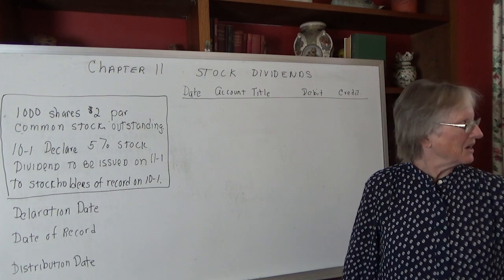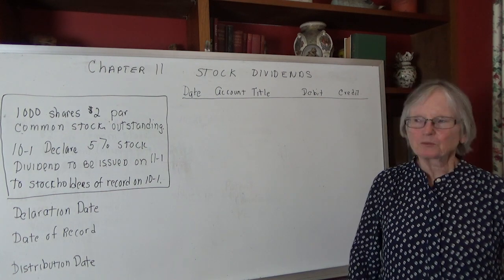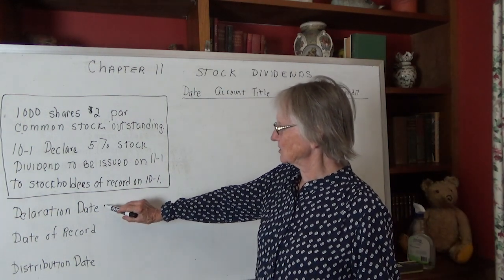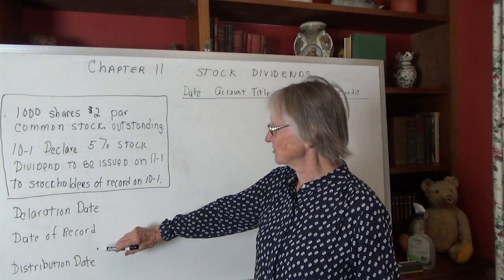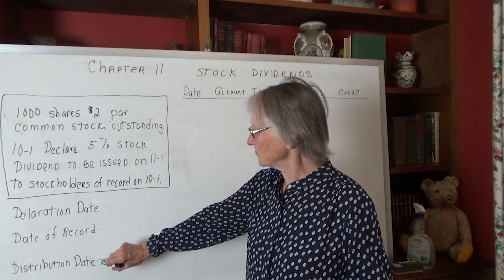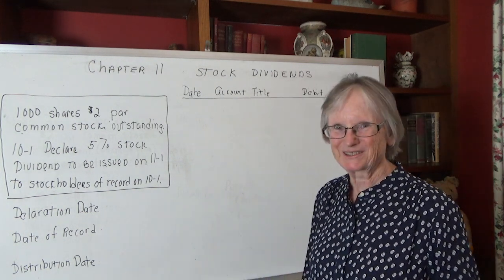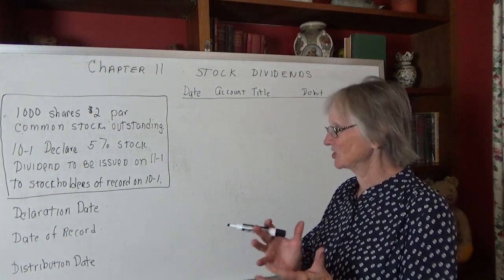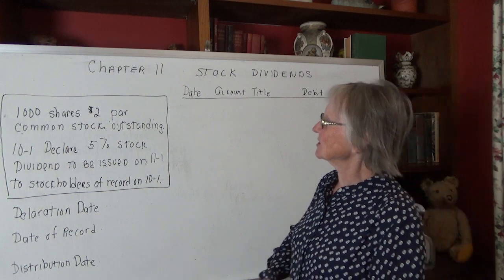stock dividend. So, as with your cash dividend, you're going to have your 3 dates involved. You get a declaration date, a date of record, but stock dividends have a distribution date. Okay, that's when they are distributing the additional shares of stock. So let's take a look at this.